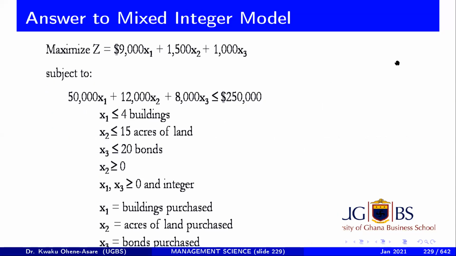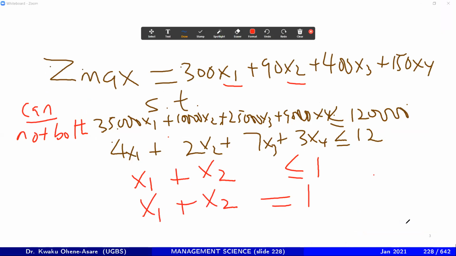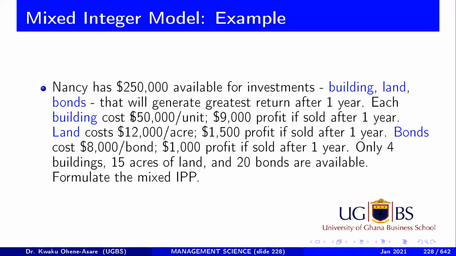So the question you have to ask yourself is this: let me just go back here. I don't want you to quickly get the answers to this. I want you to think through the answers. Of course, what will be your decision variables? Remember, what will be your decision variables? Let me take you back here. Let me see some of the answers that you have. If I take you back to the storyline, Nancy has $250,000. So what will be your decision variables for investment?